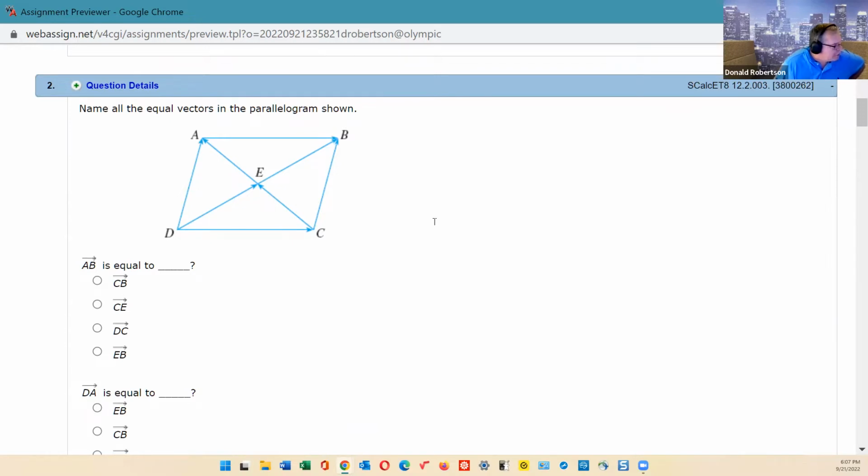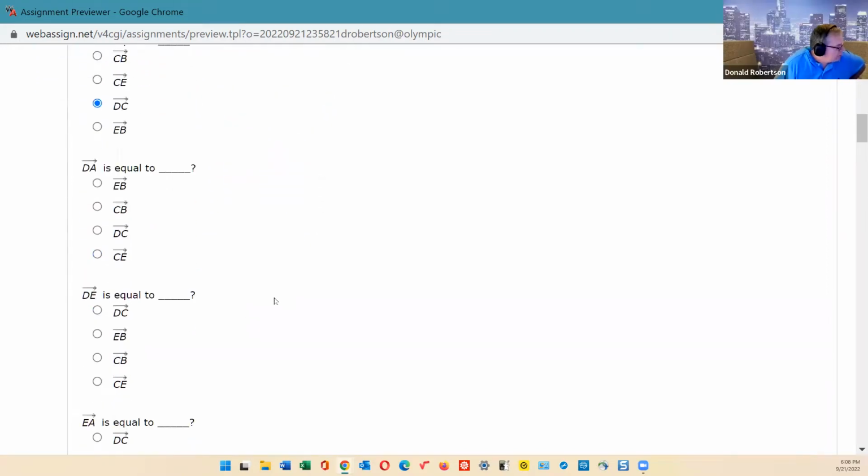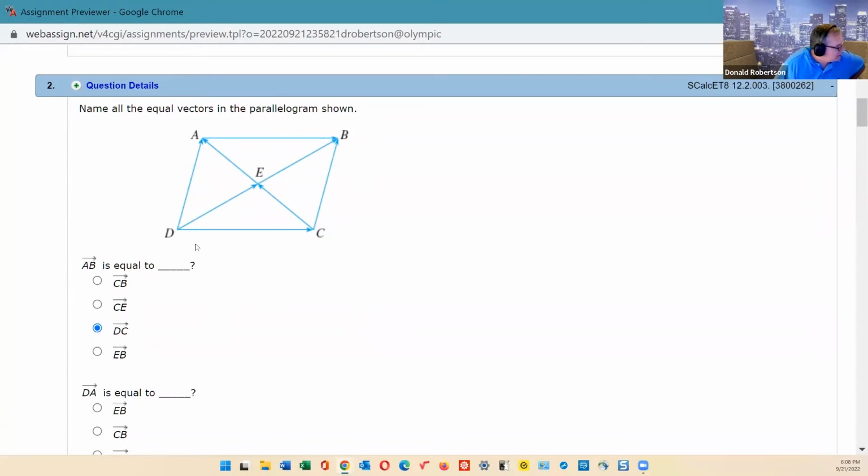Now, this question is very visual, and it asks you to name equal vectors in this parallelogram. So when you're a parallelogram or any shape, an equal vector just means you're the same direction and the same length as somebody else. So AB is going from here to here, right? AB. Who else does that same direction length thing? DC. I think I heard it. DC, great. That's it. Right.